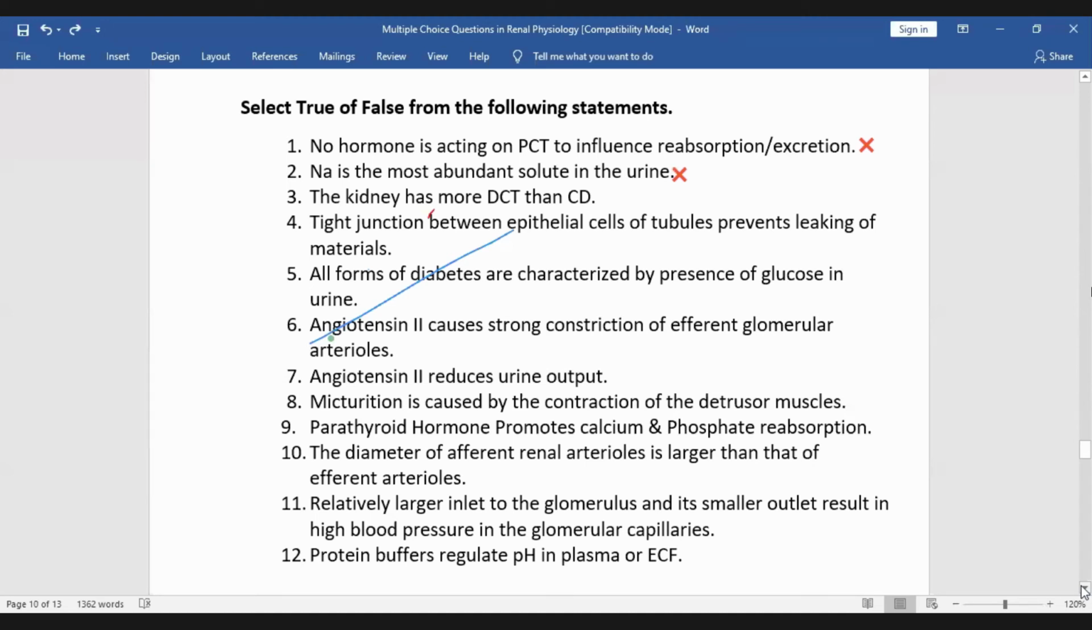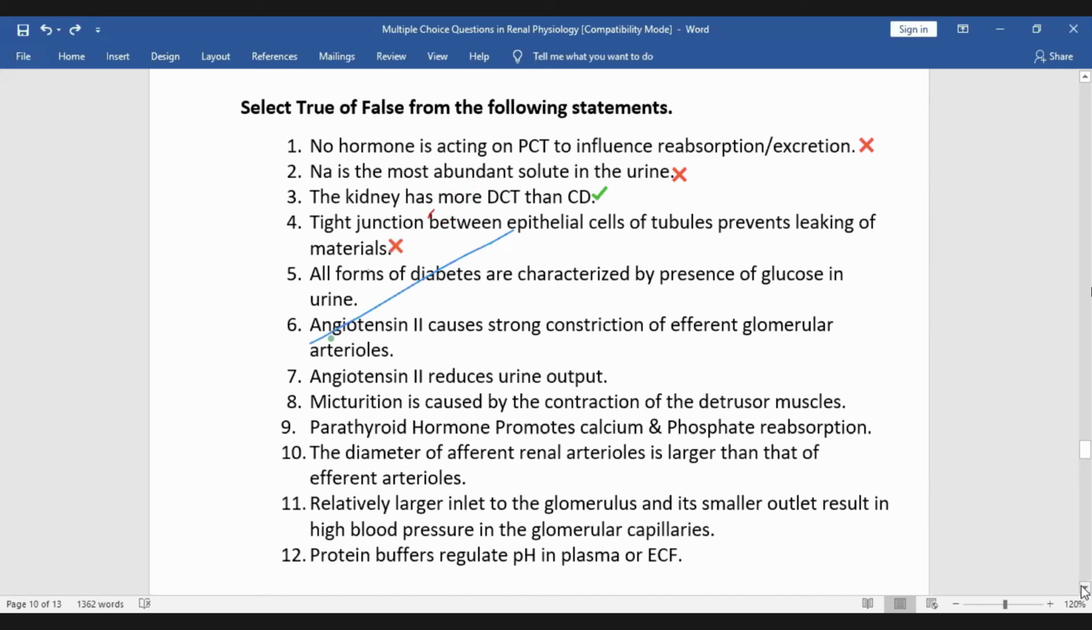Tight junctions between the epithelial cells of the tubule prevent the leakage of the material. Does it? Tight junctions between the tubular cells, do they prevent the leakage of the material? No, water can pass through these tight junctions.